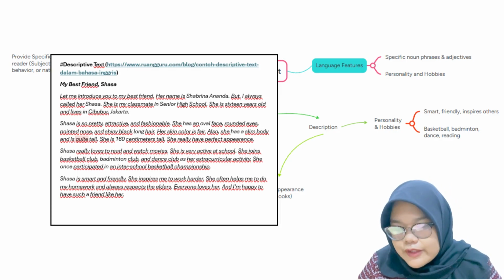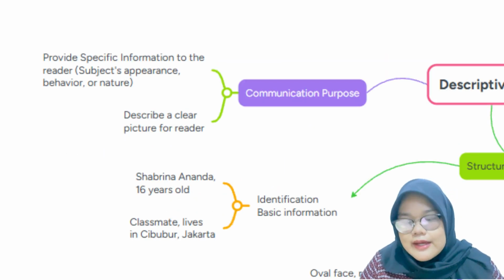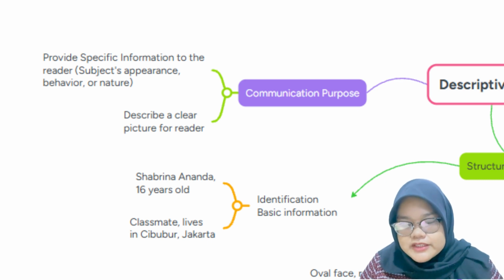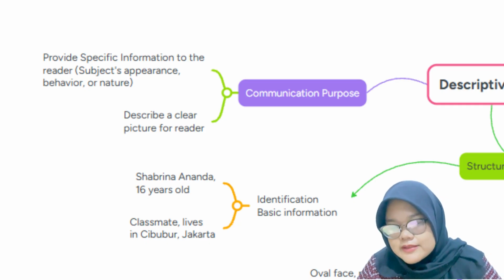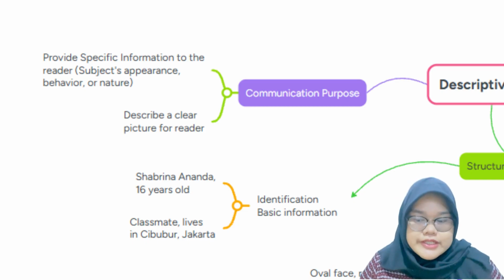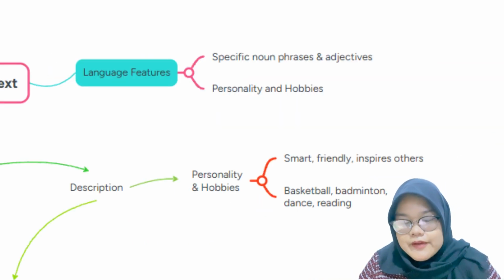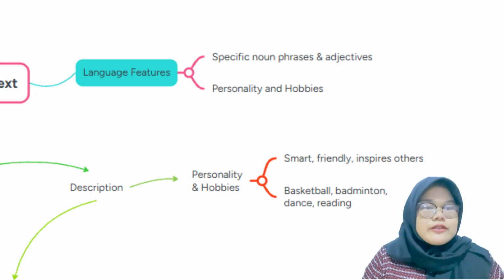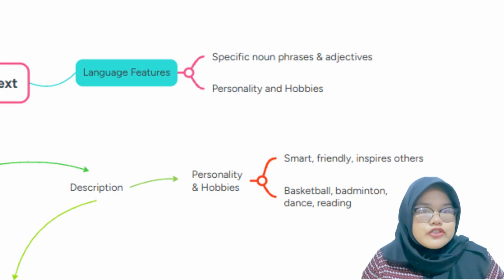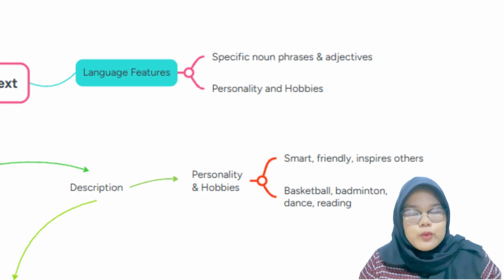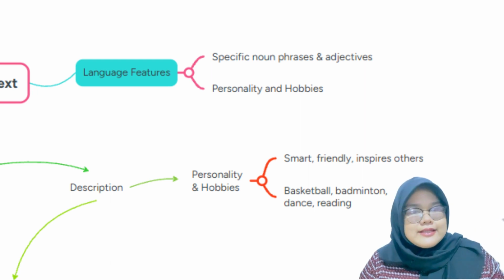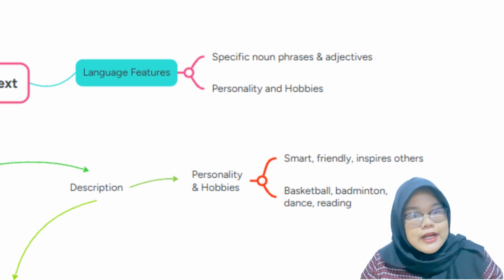Okay, start with the communicative purpose of the descriptive text. So descriptive, like its name, describing a clear picture for the reader. It provides specific information to the reader about the subject's appearance, behavior, or nature, like the definition. The language features of descriptive text are specific noun phrases and adjectives to describe, to give you an illustration of what people, what things, what place we talk about. If we talk about people, like in this text, we will talk about personality and hobbies. Okay?